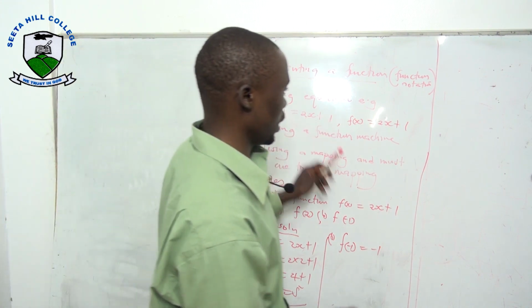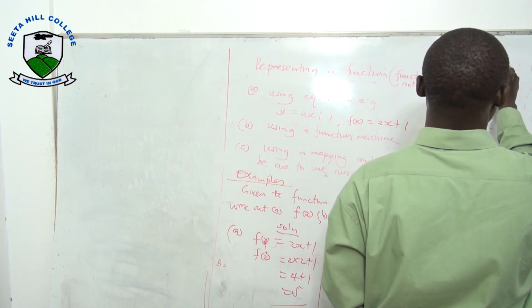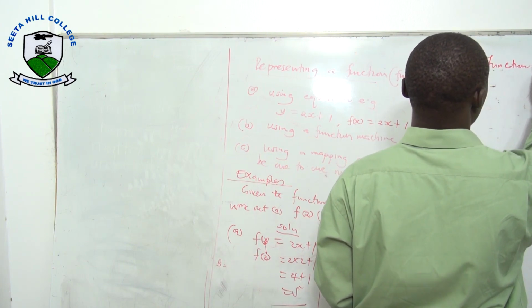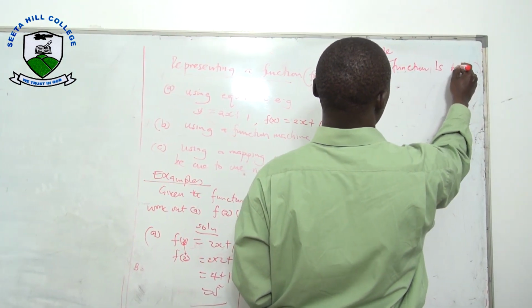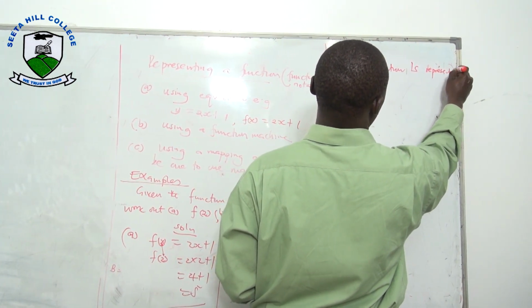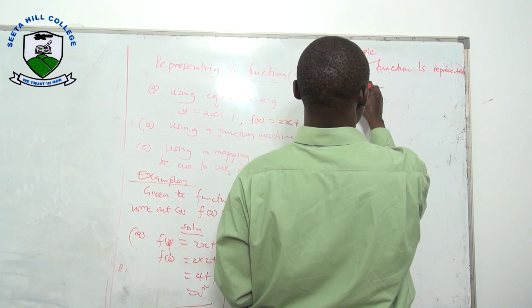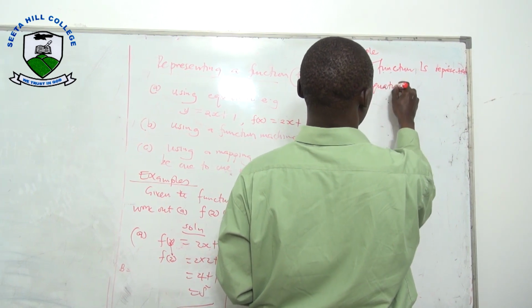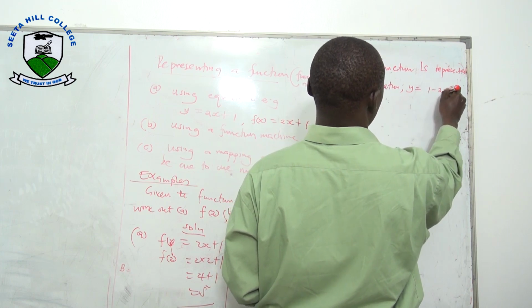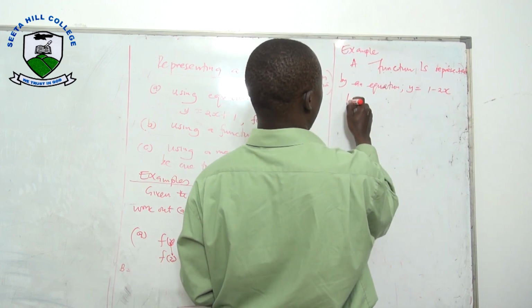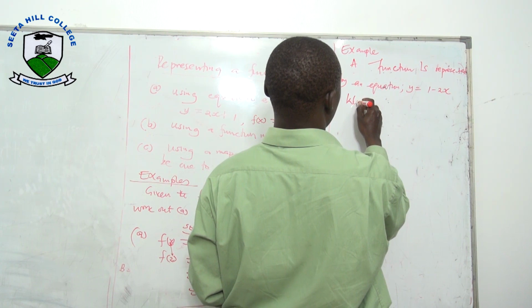Now I'll just test this other one, a function. This is example 2. The function is represented by an equation, y is equal to 1 minus 2x.